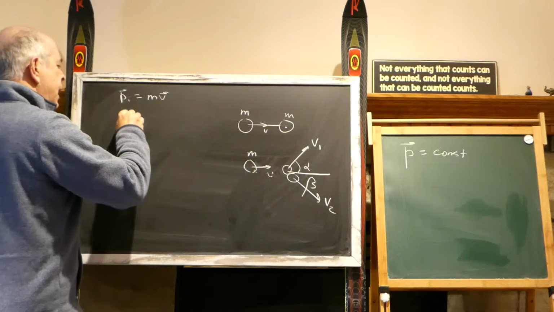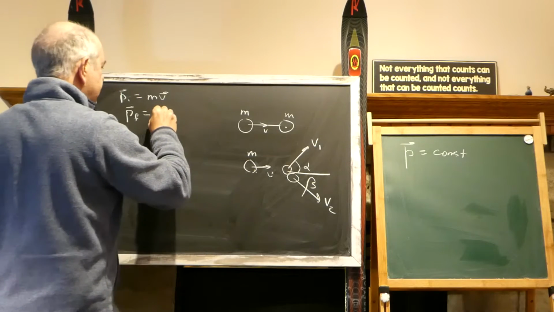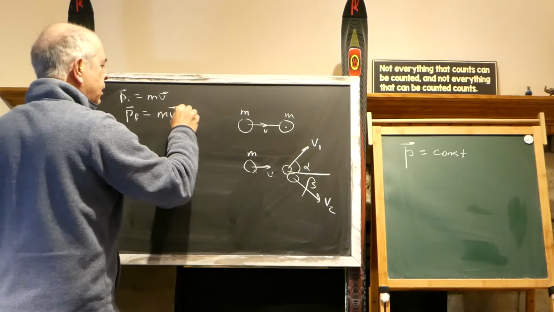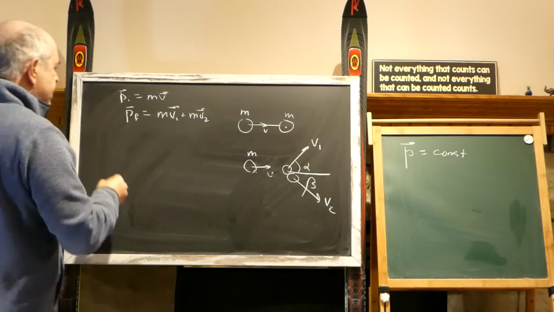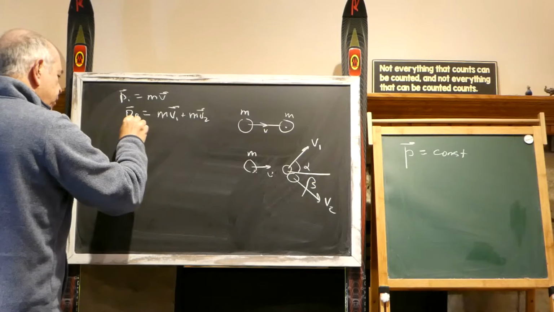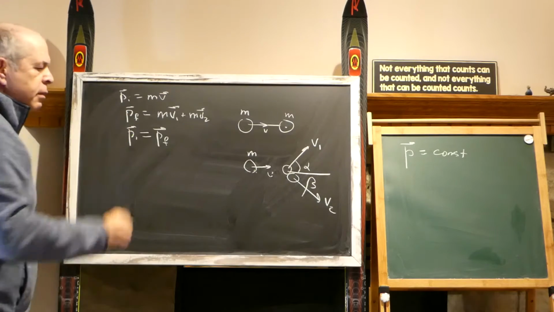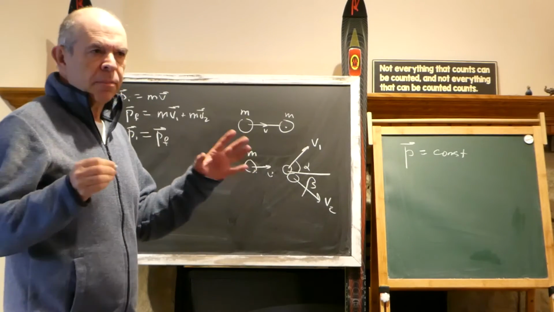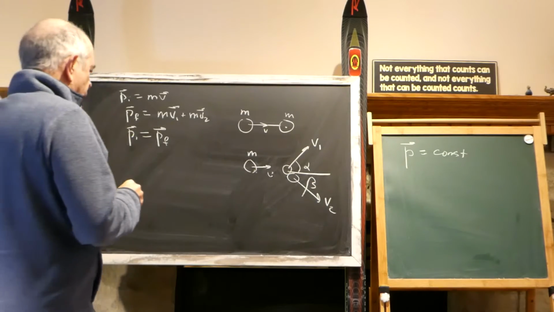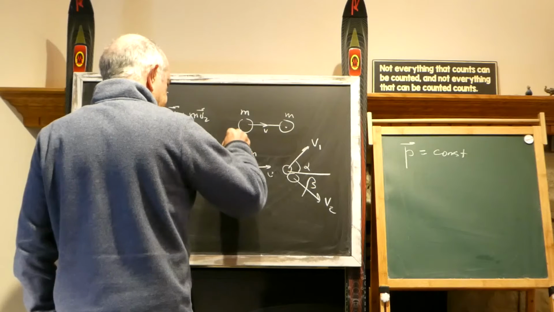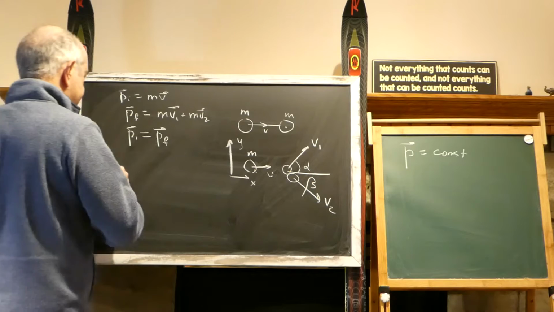And in the end, what we have final is this vector mv1 plus vector mv2. And of course, we can say that the initial momentum equals the final momentum. This is the power of the law of conservation. And so then, of course, how do we solve it? Let's solve it first using an x and y coordinate system.